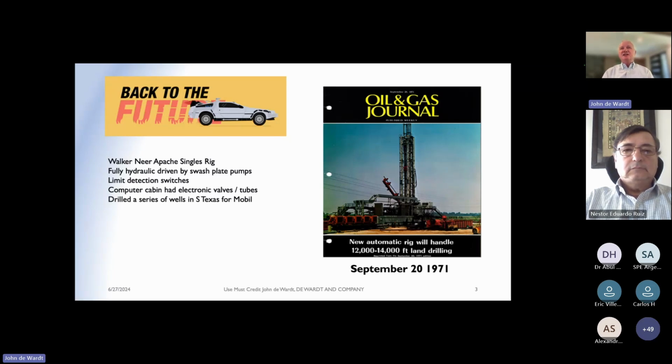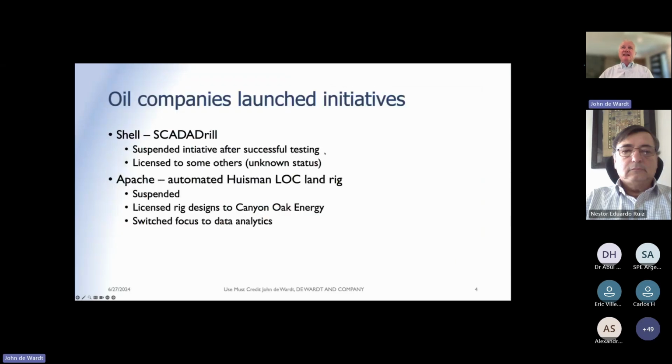So the computer running this thing was pretty historic. And as I said, it drilled a series of wells in South Texas for Mobil in the early 80s. So it proved it could do it, but the reliability just wasn't there. Then what happened after that is that oil companies launched initiatives, and Shell had what they called SCADA drill. And it became a significant global initiative. They did a lot of work with Chinese rigs.